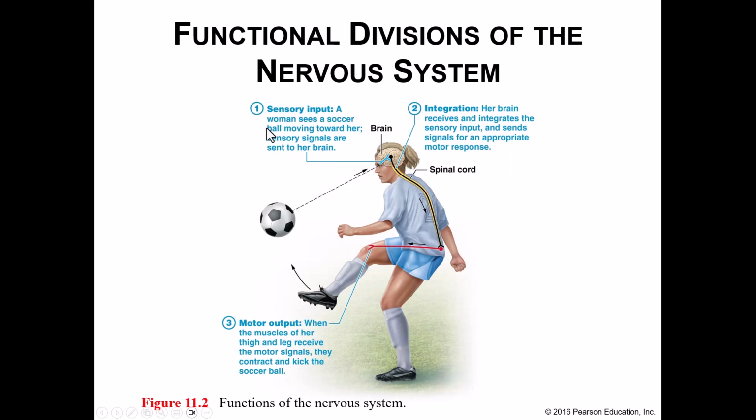So we see something, then we integrate this and react to it, and then we put out that response via the motor or output. These are also known as the afferent, and then the integration is our central nervous system, and then the efferent or the motor output.